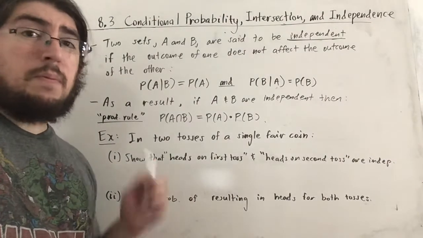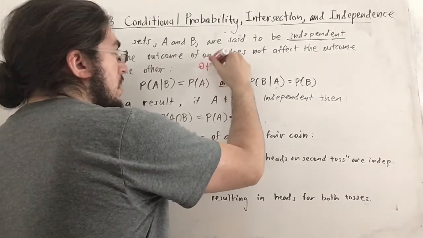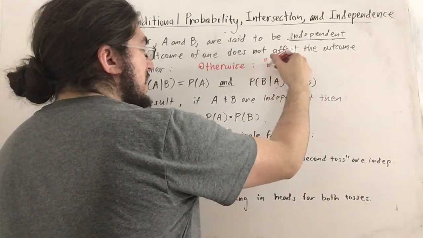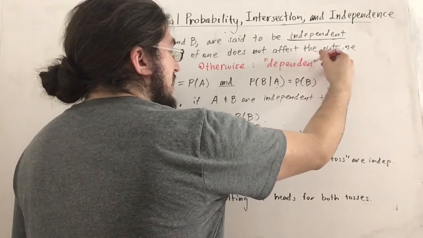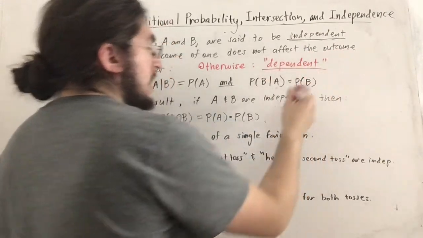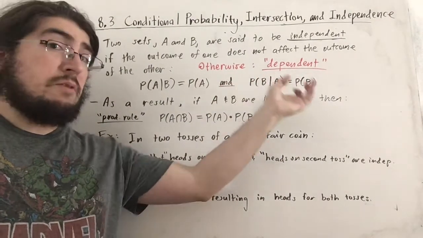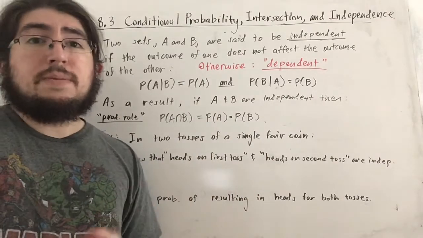Here I give an example, but before we get to this, I need to say that otherwise, we say that the sets are dependent. So that is, if this is not equal to that, so if the probability of B given A is not equal to the probability of B, then they are not independent, so we call them dependent sets.